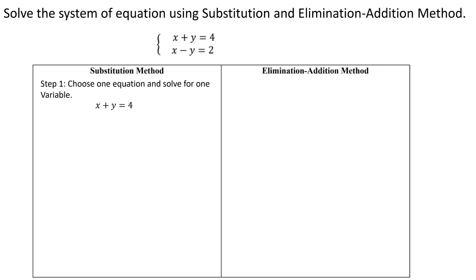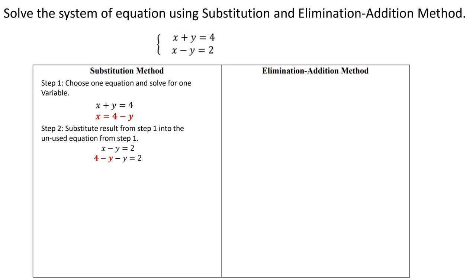So if we look at the substitution method, the first step is to choose one of the equations and solve for one variable. So here I chose the first equation, x plus y equals 4. You can also pick whichever variable you like best, or whichever one is easier to simplify for. In this case, the x and the y both have coefficients of 1, so it really doesn't matter which one you would pick here. So I'm going to go ahead and solve for x. I'm going to subtract y on both sides, and I get x is equal to 4 minus y. So that is your first step: choose one equation and solve for a variable.